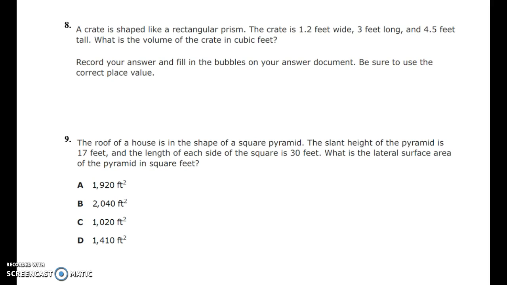Number 9. The roof of a house is in the shape of a square pyramid. The slant height of the pyramid is 17 feet, and the length of each side of the square is 30 feet. What is the lateral surface area of the pyramid in square feet? A. 1,920 feet squared. B. 2,040 feet squared. C. 1,020 feet squared. D. 1,410 feet squared.